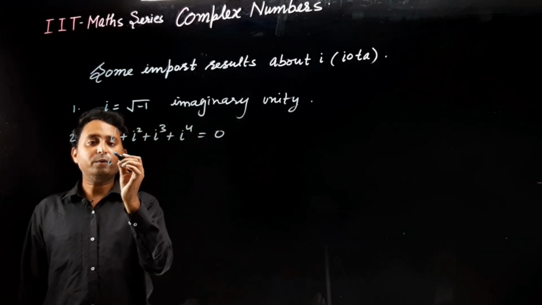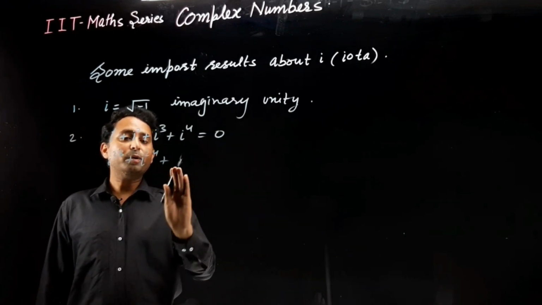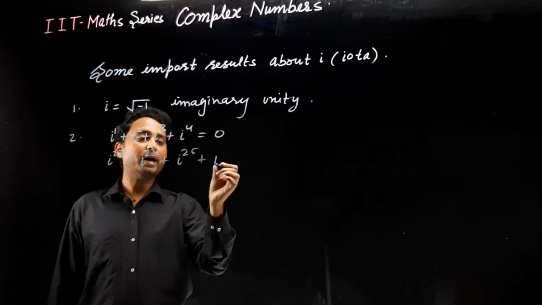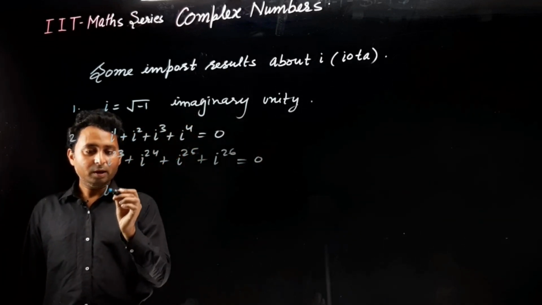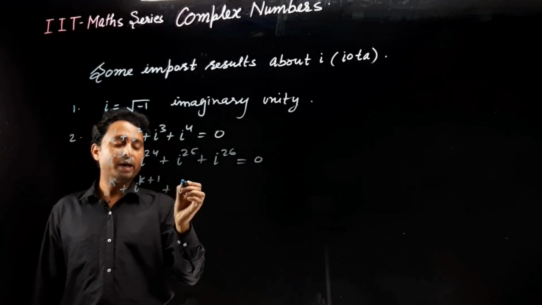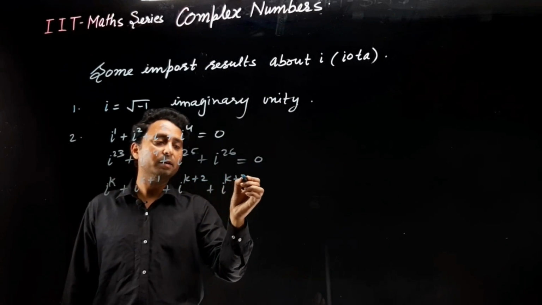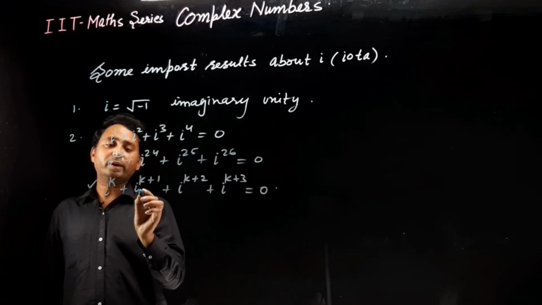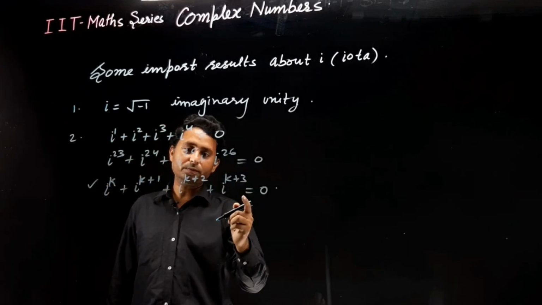Similarly, iota to the power 23 plus iota to the power 24 plus iota to the power 25 plus iota to the power 26, that is also 0. Or in general, iota to the power k plus iota to the power k plus 1 plus iota to the power k plus 2 plus iota to the power k plus 3. This will also be 0.